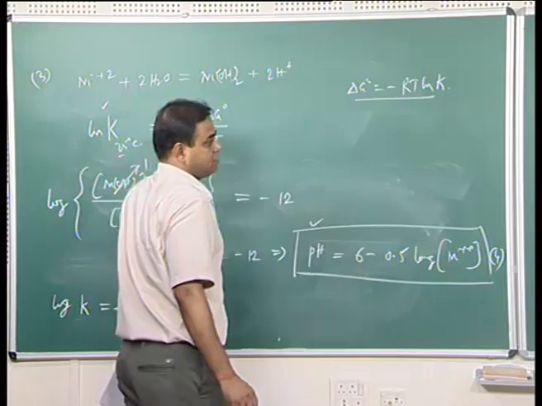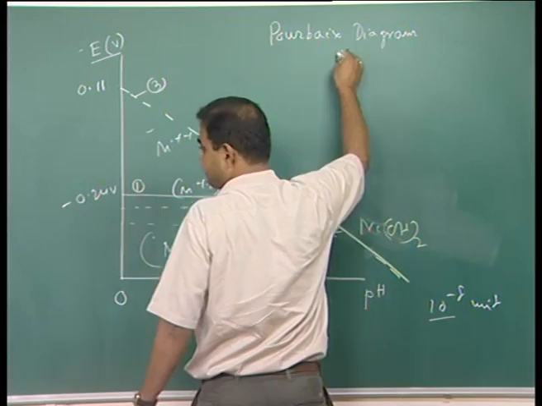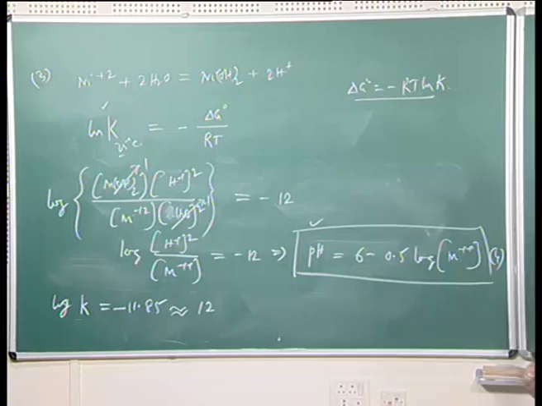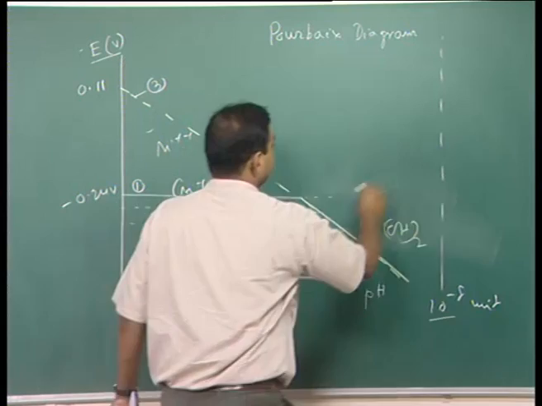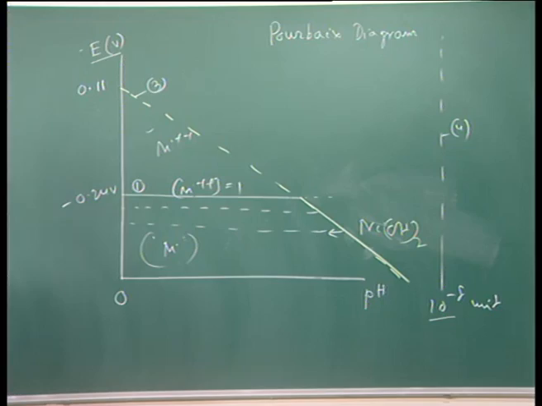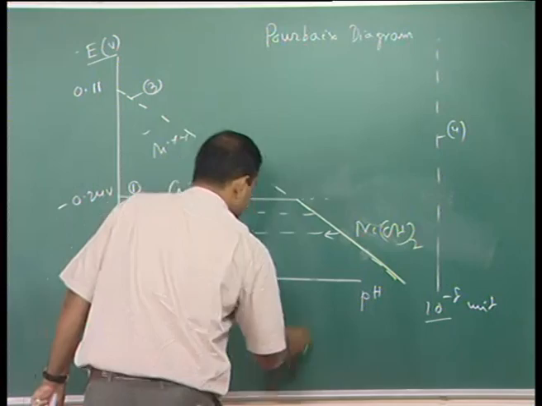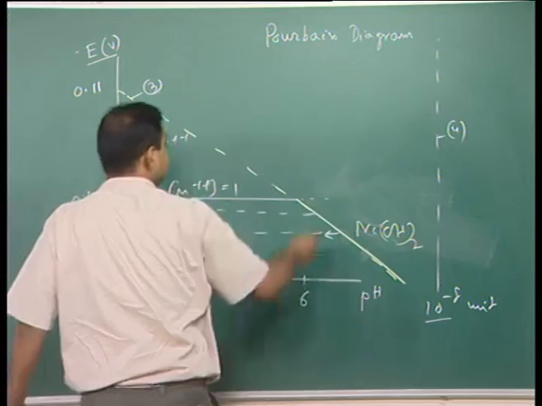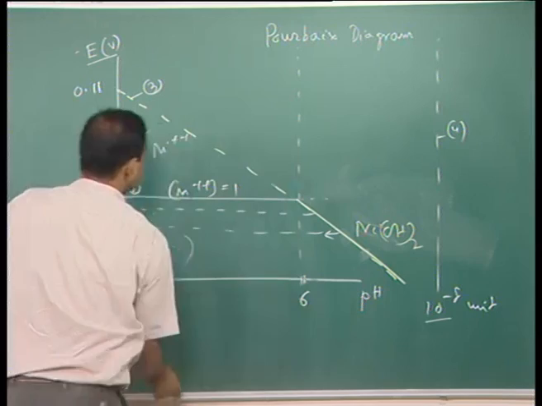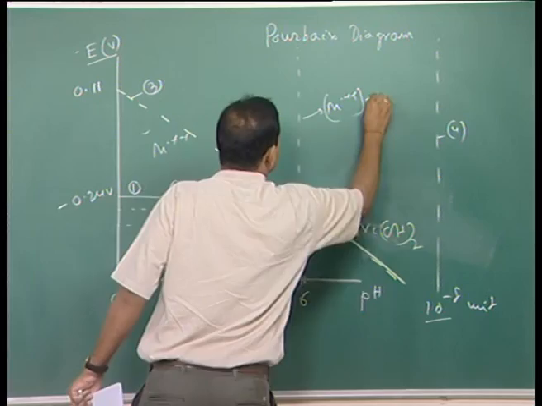So this line should be going parallel to this line. So, let me put this line parallel to this line. This is my line for equation 4, but let me pinpoint all the pH values. Now, if this is 1, so pH should be 6. So, this line should pass through a pH value which is 6, fine. So, that means this line will come at pH 6 when the nickel ion concentration is equal to 1.